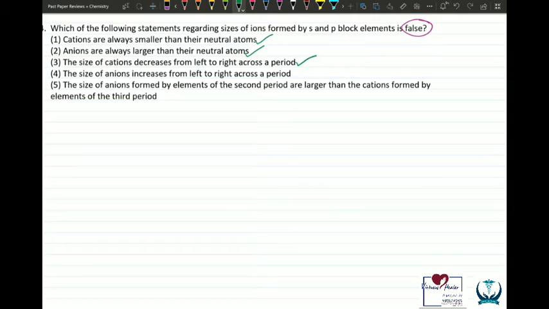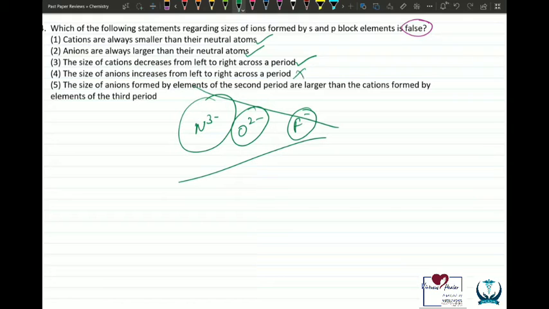For example, if we take a look at three elements, let's say N3-, O2-, and F-. Here N3- has 3 more electrons, so it will be larger. O2- will be smaller than that, and F- will be even smaller.